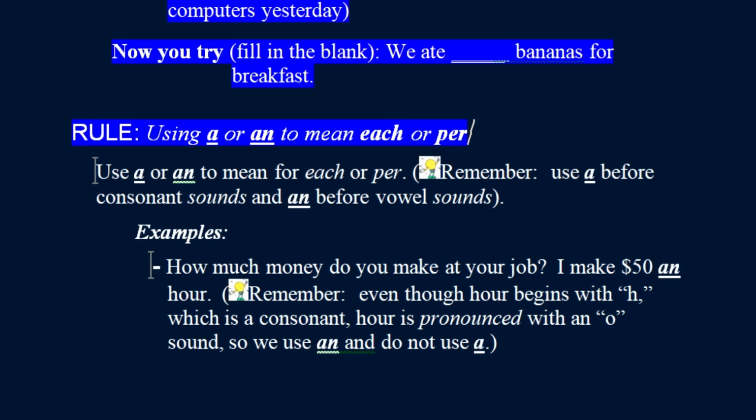Number 3. Use a or an to mean for each or per. Remember, use a before consonant sounds and an before vowel sounds.